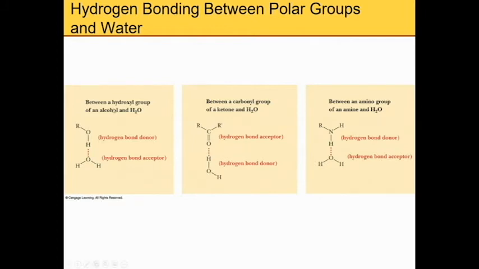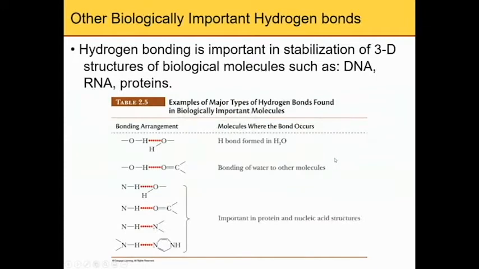And with water and the hydroxyl group of an alcohol, all right, the oxygen is the hydrogen bond acceptor and the hydrogen is the donor. And the carbonyl group of a ketone here, all right, the hydrogen is a donor, and then the oxygen here is the acceptor. The amino group here, hydrogen is the donor, oxygen is the acceptor, okay?